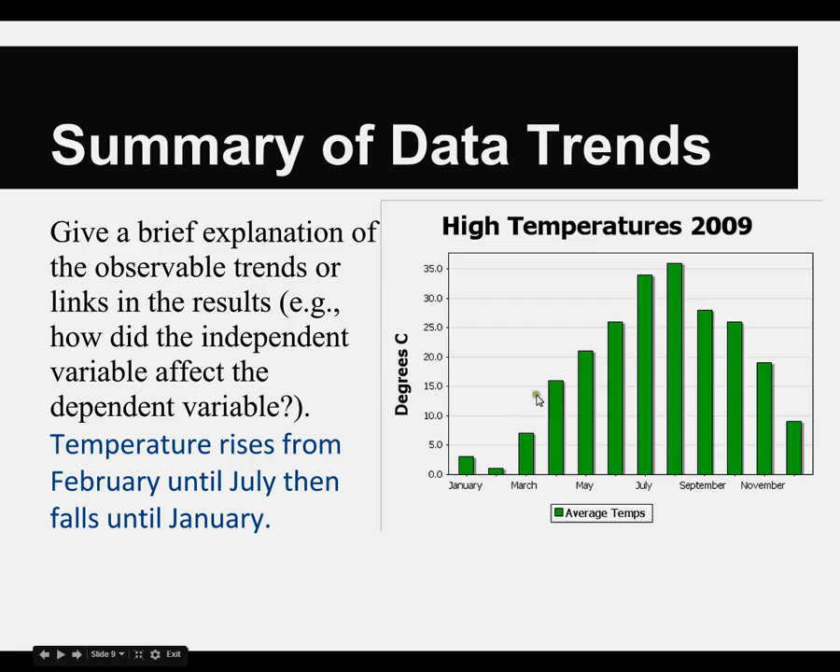After you make your graph, take a look at it, and the trend: the temperature rises from February all the way until July and August, and then the temperature drops again until February, and then it rises again. So that would be the trend. It's just a simple statement about what your graph shows you.